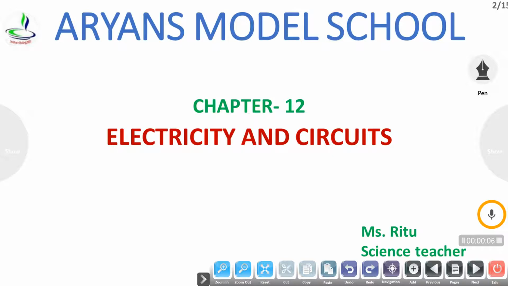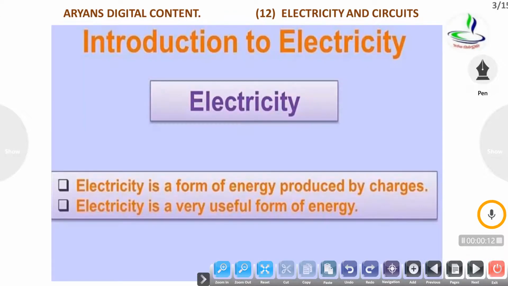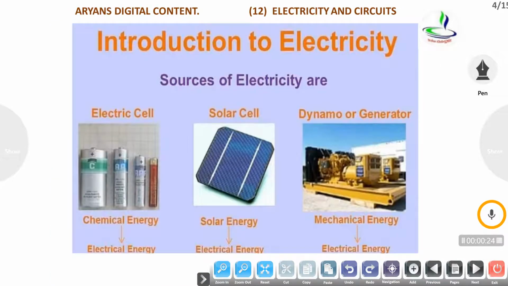Today we will discuss our chapter number 12, that is electricity and circuit. Let's begin the chapter. First of all, what is electricity? Electricity is a form of energy produced by charges. It is a very useful form of energy.